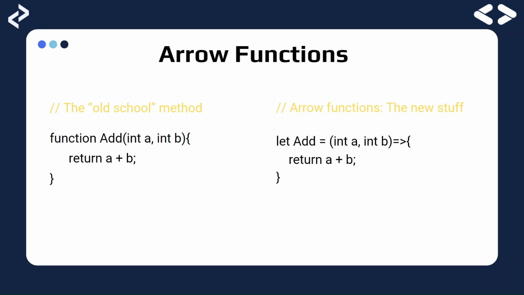Whereas on the right side of the screen, it is the arrow function. It provides you with a streamlined syntax, which enhances readability and reduces boilerplate code, making the arrow function a powerful tool in modern JavaScript. I hope you are familiar with the concept of arrow functions.